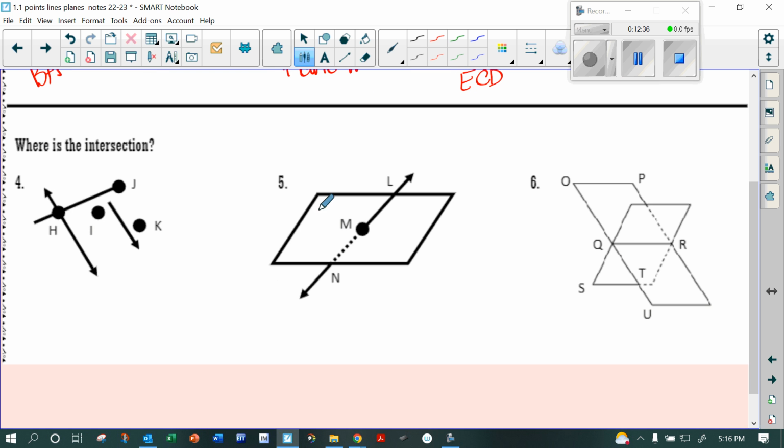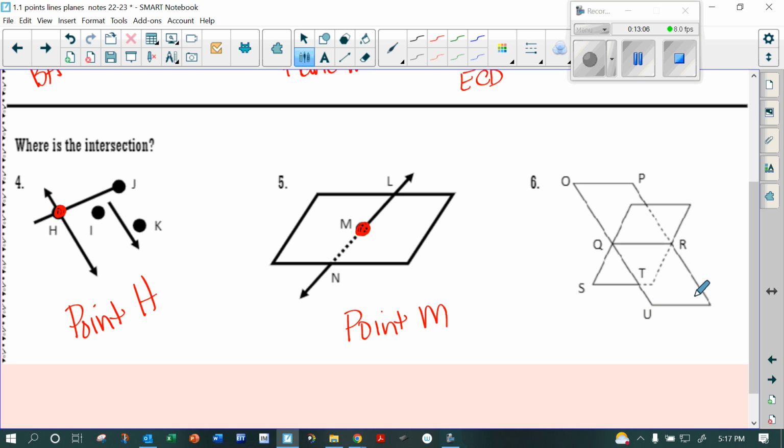All right, what is the intersection? So the intersection of these two would be point H. That's the only intersection. This is a plane, and there's a line that goes through it. So think of a piece of paper and you stick a pencil through. It's intersecting right here at this point. So this is point M.